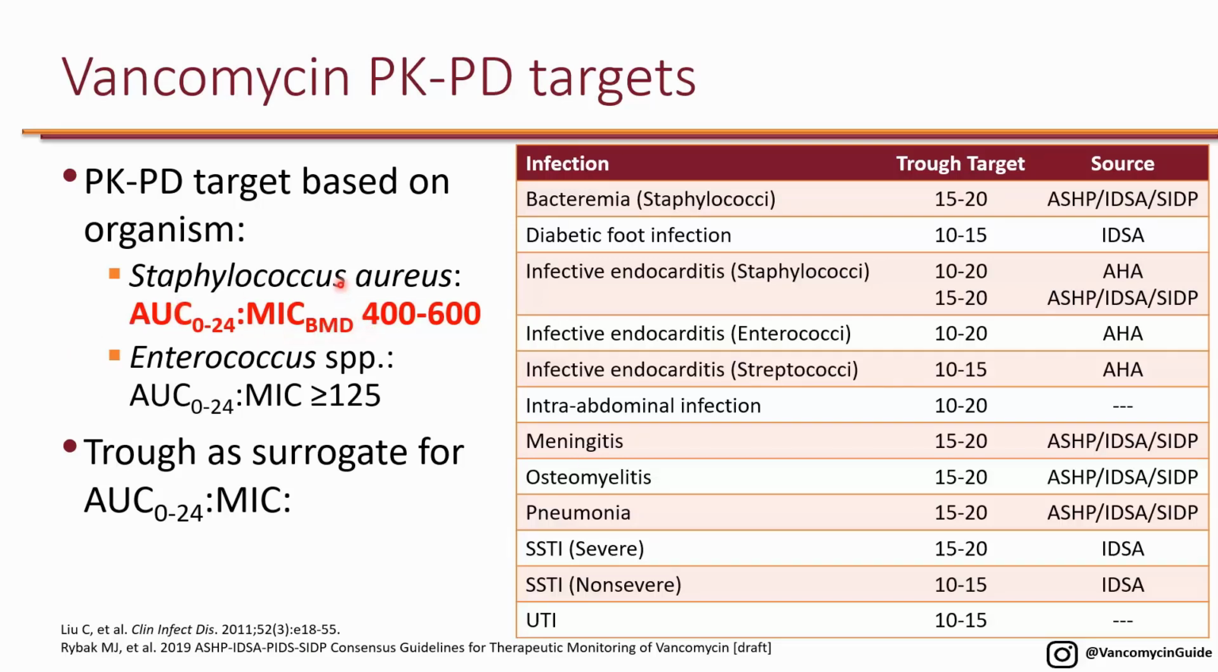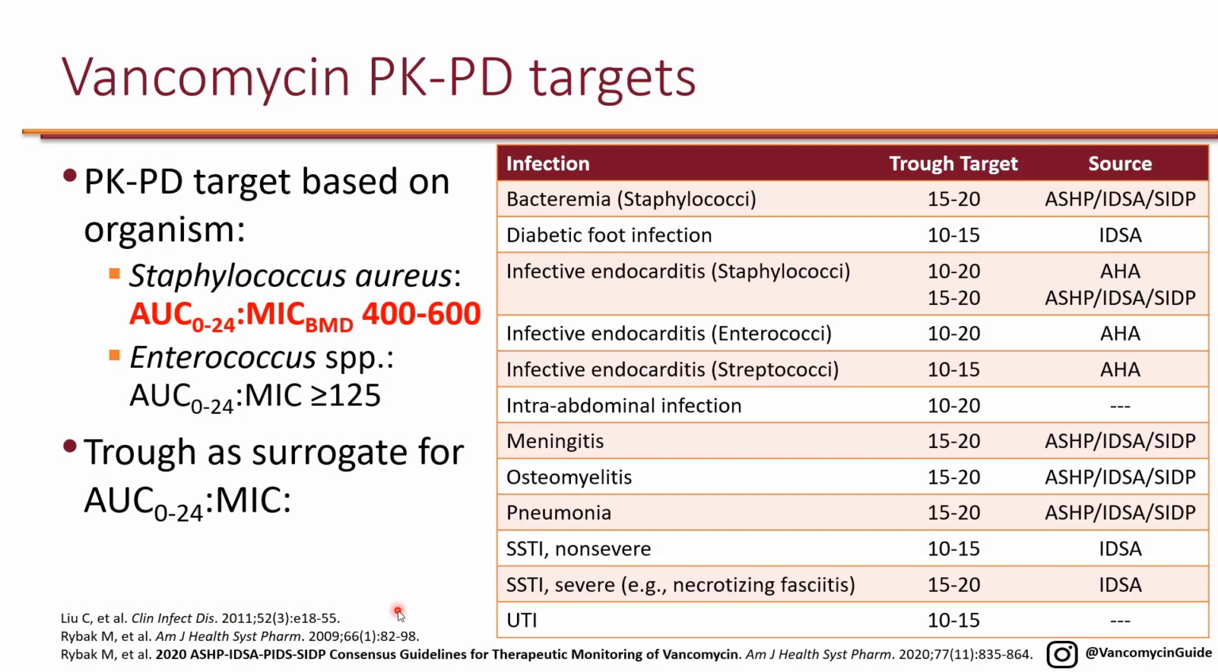So for Staphylococcus aureus specifically, we want an AUC to MIC ratio of 400 to 600. So you want it to be at least 400. You also don't want it to be too high because of toxicity issues. So ideally between 400 to 600 is recommended by the 2011 IDSA guideline, as well as the 2020 ASHP IDSA guidelines for therapeutic monitoring of vancomycin, which were finally published earlier in January of 2020.